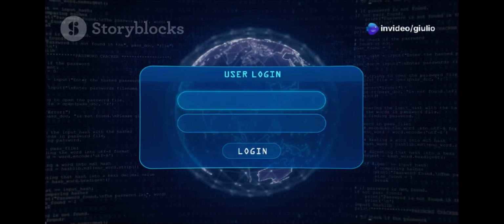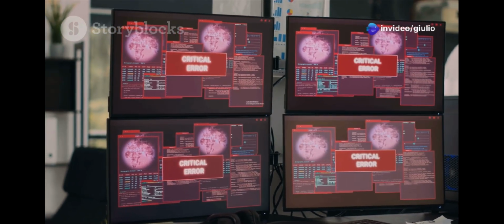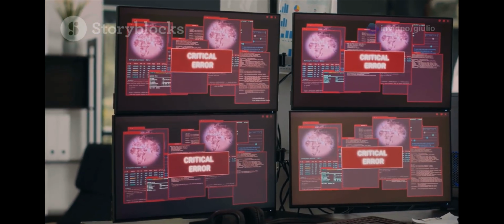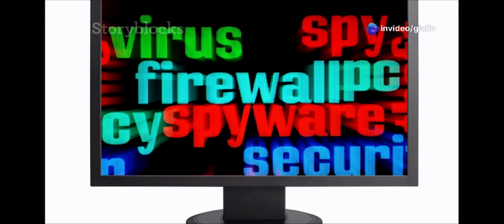Another prevalent threat is malware. This malicious software can infiltrate your computer system, often without your knowledge, and wreak havoc. It can steal data, spy on your activity, or even take control of your device. Examples of malware include viruses, worms, and trojans.